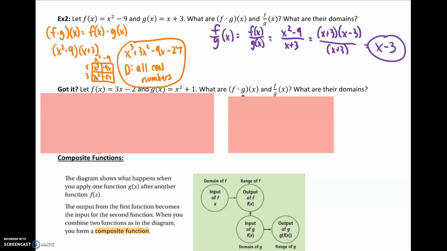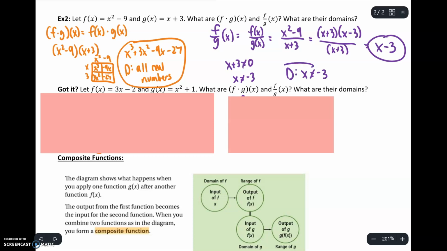But if I'm considering my domain, let's consider that as well. Domain, again, there's no restriction on the f or the g functions by themselves. But noting my previous example up at the top of the last page, if I divide by a function, I want to make sure that we're not dividing by 0. So x plus 3 cannot be equal to 0. Solving that for x, we know that the restriction for my domain is that our x value cannot be equal to -3.